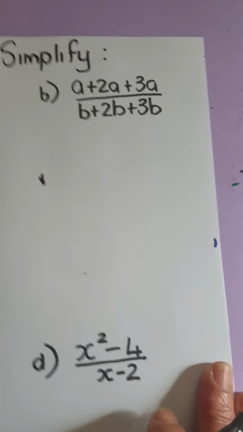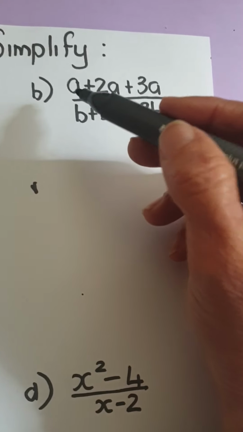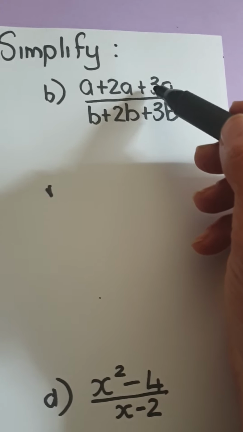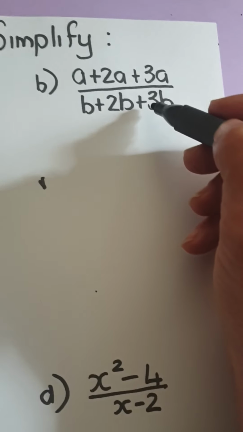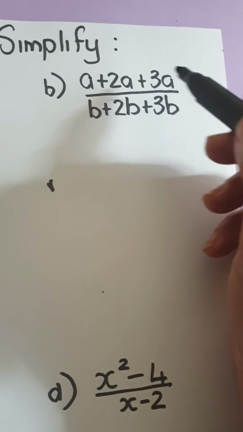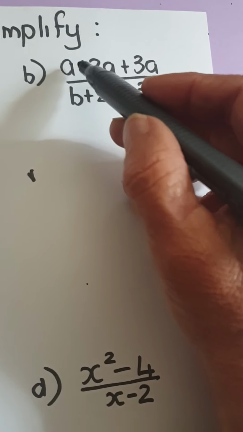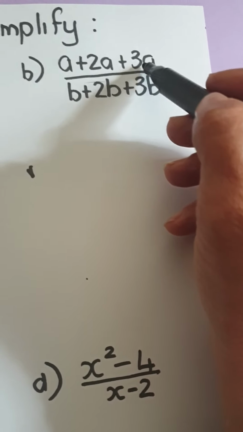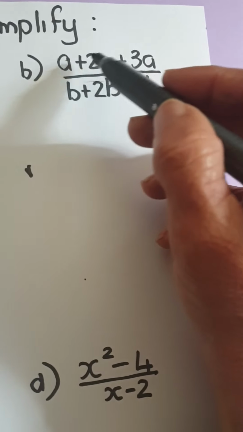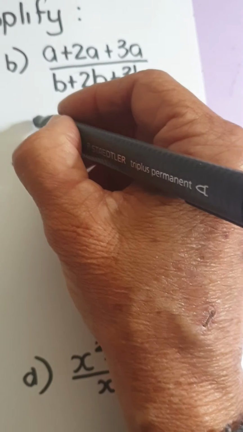Right, good for you. So now let's look at example B. I have 1, 2, 3 terms in my numerator and 1, 2, 3 in my denominator. So that won't work. I can't simplify this by dividing with the highest common factor. So what can I do? So if I look at the numerator, I've got like terms. Do you see that? So I have 1a plus another 2a's plus 3a. So I can add that together.